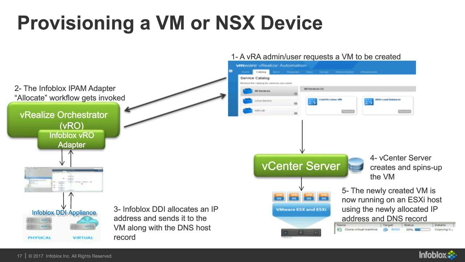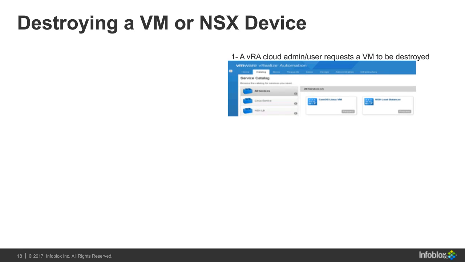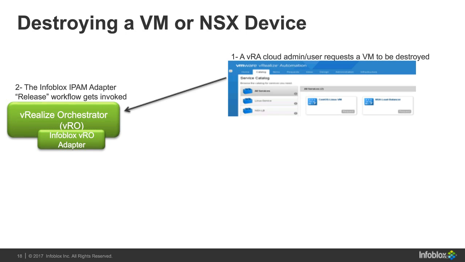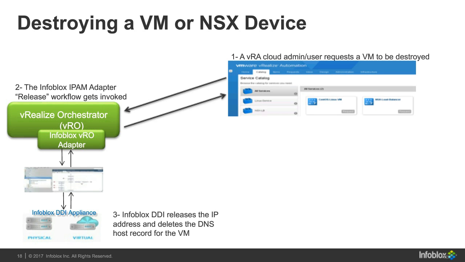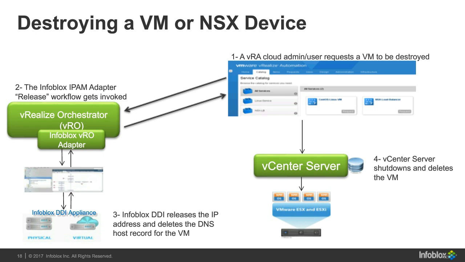In addition, what it's going to do if I'm destroying a VM, something typically nobody ever does. Again, we typically would destroy a VM, but we never go back and clean up the IP address and DNS record. One of the nice things about the integration as well is when I go out and destroy that virtual machine, it's going to do a release workflow, again leveraging the adapter or the plugin with Infoblox and VRA and VRO. It's going to communicate with Infoblox, release the IP address, delete the DNS host name for that virtual machine, and then vCenter is going to go out and shut down and destroy the VM. Again, it does the cleanup as well.